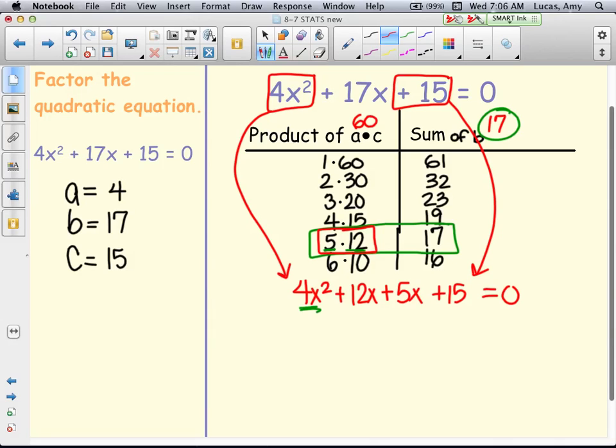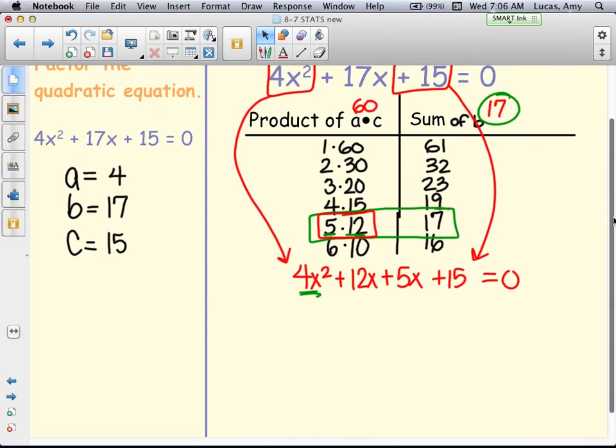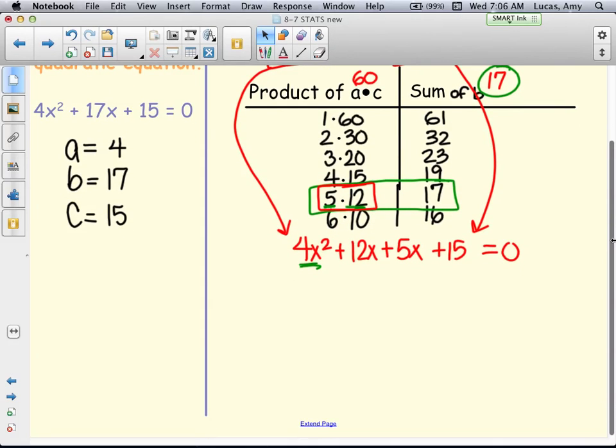The 5 and 12 represent the two middle terms, so the order doesn't matter which you place them, except for that we're factoring by grouping. So it's not going to make any sense to group a term that it doesn't have a common factor with. We're not going to get anywhere.